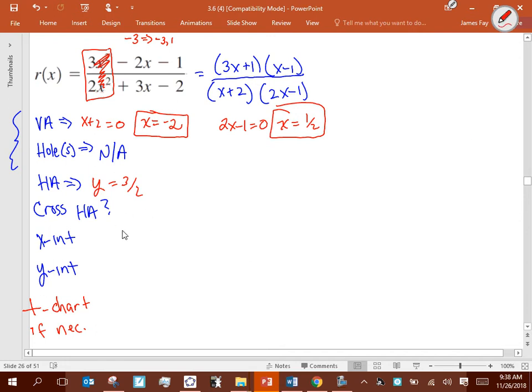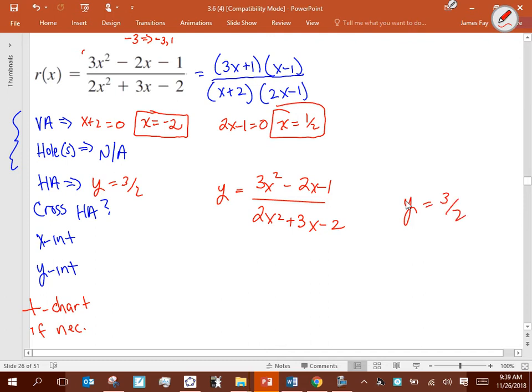Okay. The part that I think is something people overlook, they struggle with, is finding the horizontal asymptote and whether we cross it or not. Here's the idea. If you remember back to Algebra 1, you talked about how you find whether 2 graphs cross each other, whether 2 equations are ever the same. And doing that, the terminology used was system of equations, right? You have, right now, y equals 3x squared minus 2x minus 1 over 2x squared plus 3x minus 2. You also have the horizontal asymptote of y equals 3 halves. Does that make sense?